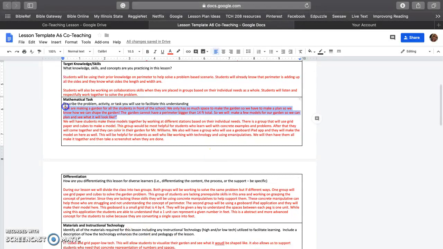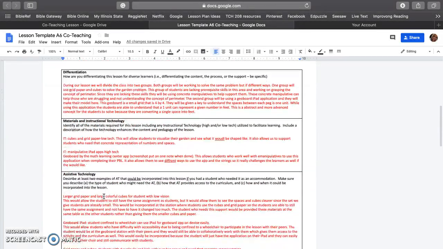Here is our activity slash problem that the students will be working on. Again, that is making a garden no bigger than 14 feet in total, but they can make it however they want. There are no limitations besides the 14 feet.